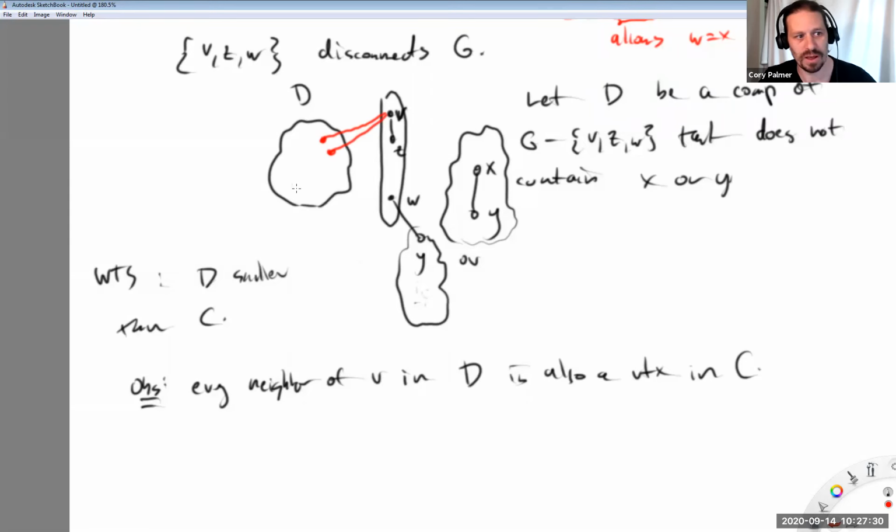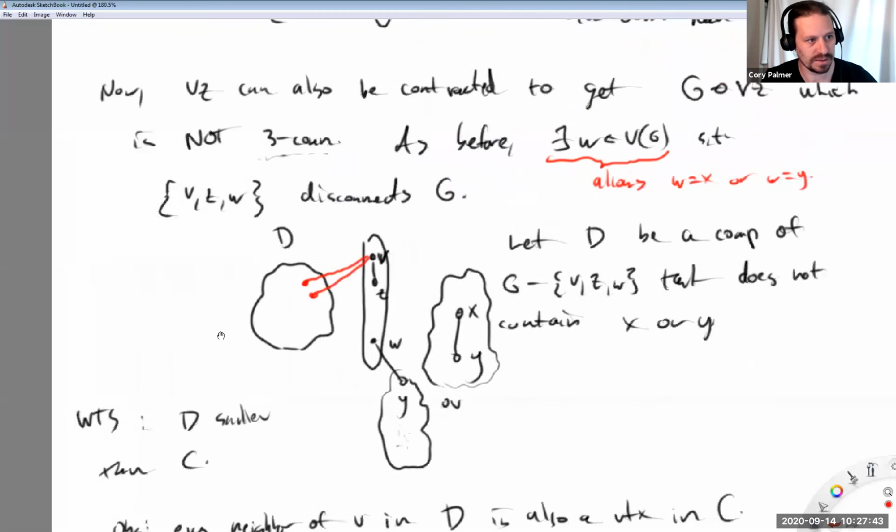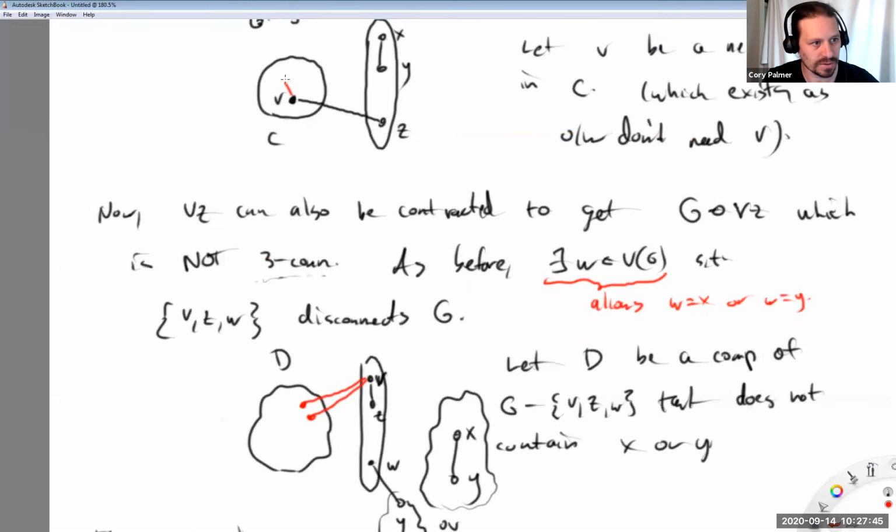Same argument as before. If there's no edge coming out of D going to V, then I don't need to remove V to make D a component. So there exists at least one red edge, right? And every one of these neighbors that's in D is also here, looks like this, okay? The reason for that is that X and Y are not over here, right? They're not in here. I specifically chose them over here because these, let's see, what do I want to say here?